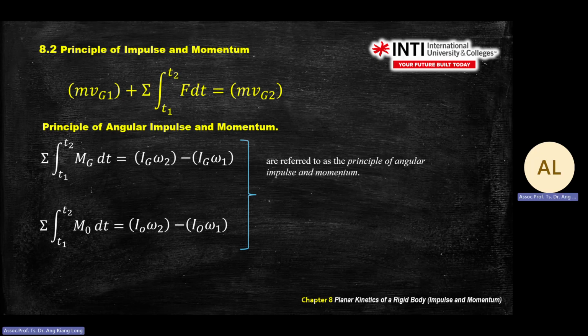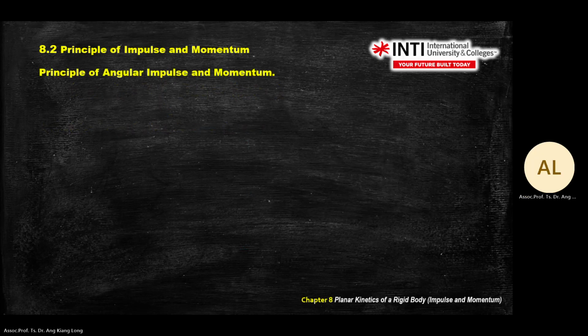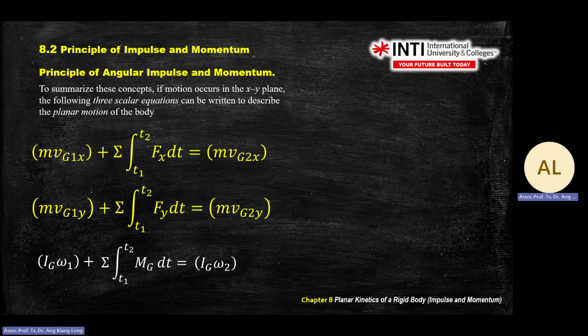This one, mv and F, you can say they move in a straight line. If the thing rotates, you switch from principle of impulse and momentum to principle of angular impulse and momentum, where you use this formula and not this formula. There are two principles depending on the case that you are having. So you have three formulas here.